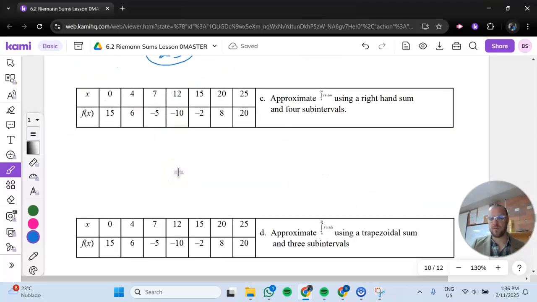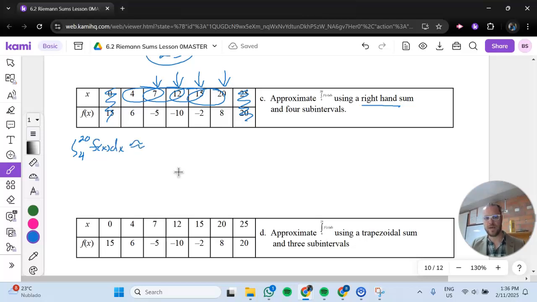All right, next one here, we're going to go this time from 4 to 20, which means we're not going to include this one or this one because we're only looking from 4 to 20. We're going to use right-hand sums, and we're going to do, once again, 4 intervals. But this time, we're going to take our heights based on the right-hand side. So the integral from 4 to 20 of f(x) dx can be approximated.